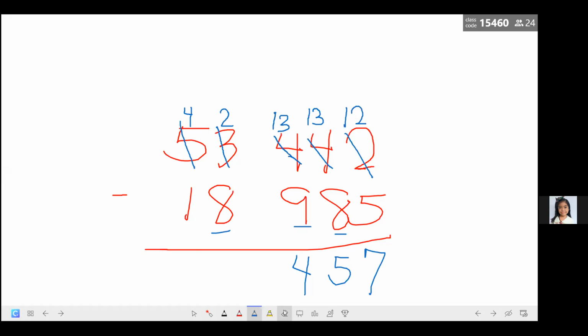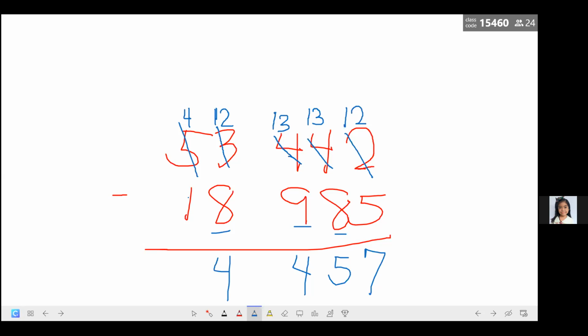Okay, so let's do it again. All right. So we have here 5. So let's regroup 5. 50,000. Regroup 1,000 to 5, into 4,000. And 2,000 into 12,000. Now 12 minus 8, class. 4. Very good.